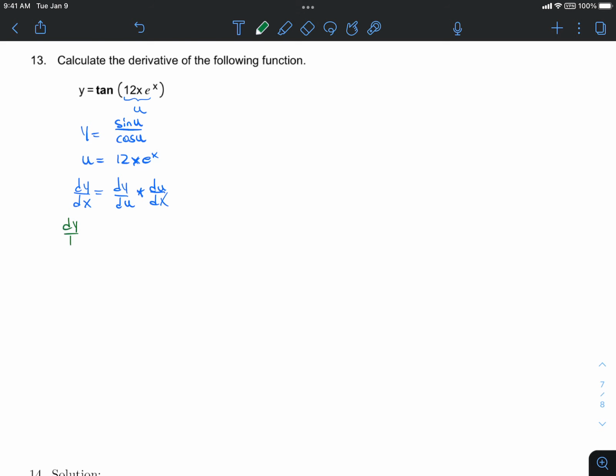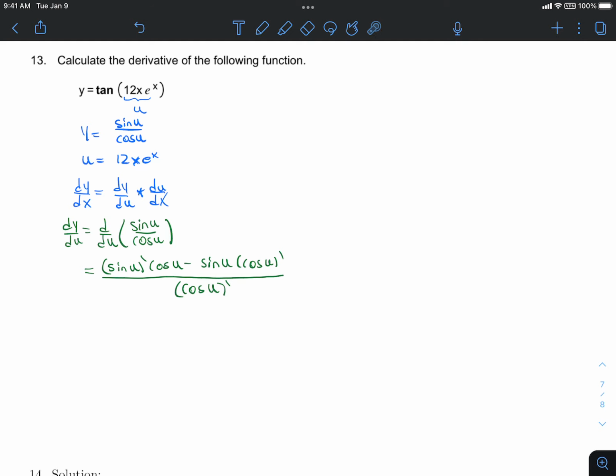What's dy/du? So that's d/du of y, which is sine u over cosine u. So that's the derivative of a quotient. So the derivative of this quotient is the derivative of the first, I use prime notation now, times the second, minus the first times the derivative of the second. And here I'm pretending u is my independent variable, playing the role of x, divided by the second squared. Derivative of the top times the bottom, minus top times the derivative of the bottom, over bottom squared.